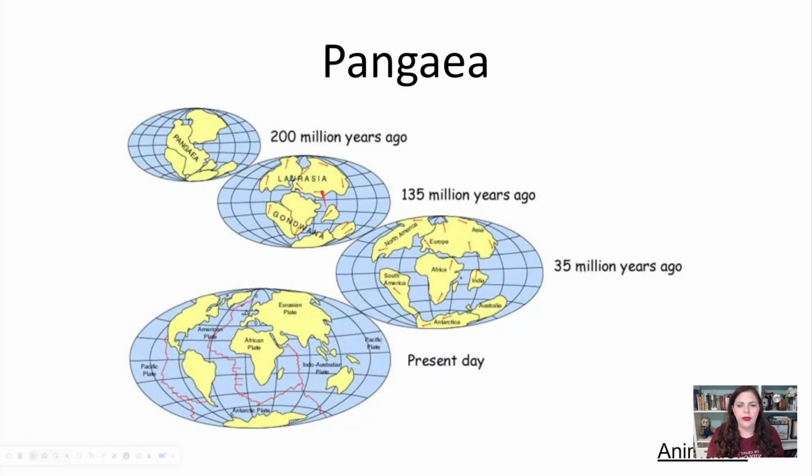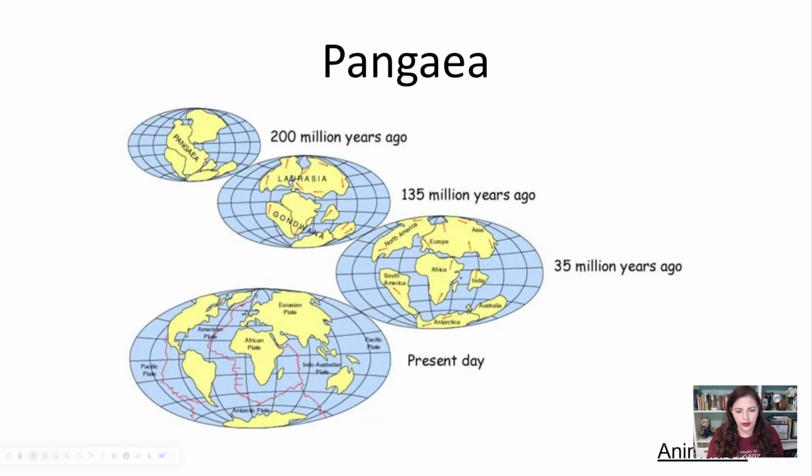And then over time, it separated into Laurasia and Gondwanaland. And then, later on, it separated some more, right? And basically, we have what we have today, present day Earth. And it's still separating and still moving around today.